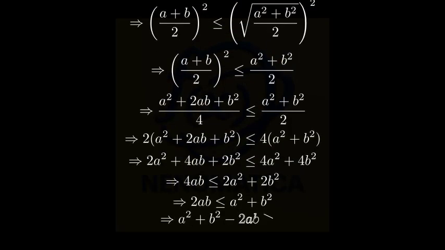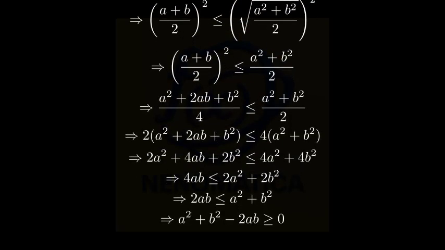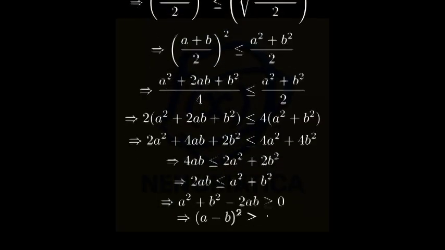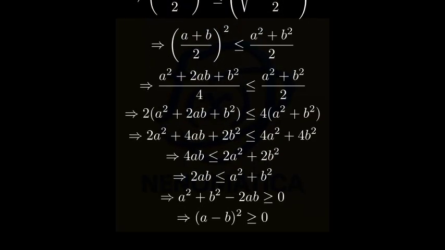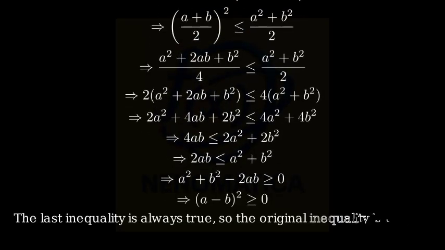Rearranging, we get a squared plus b squared minus 2ab is greater than or equal to 0. Now, we recognize that this expression is actually the square of a minus b. So we have (a minus b) squared is greater than or equal to 0. And this is always true for any real numbers a and b, since the square of any real number is always non-negative. Therefore, the last inequality is always true, which means our original inequality is also always true.